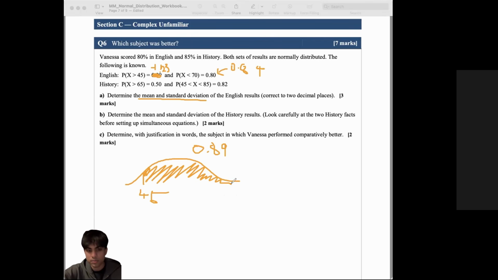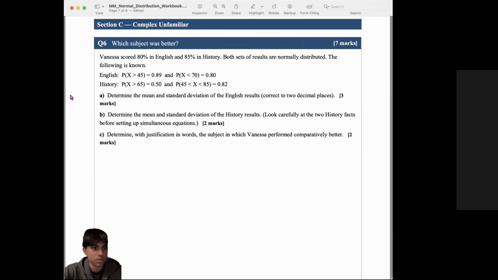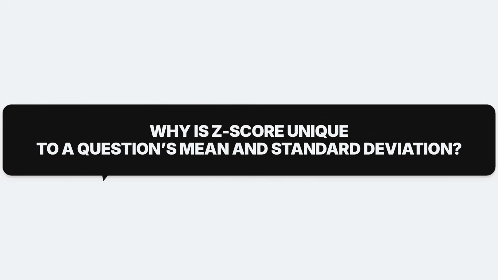What we can convert this into, now that we know the z-scores, is we can just get rid of this. And we just know that at this x value, we get a z-score of negative 1.23. And at this other x value, we get a z-score of 2.84. That's all the information we essentially need to actually find some type of mean and standard deviation for the English result.